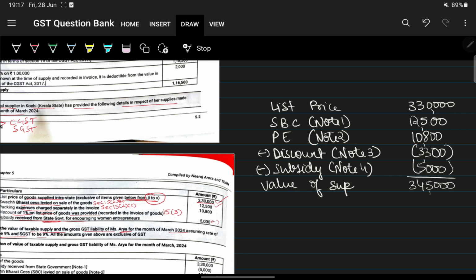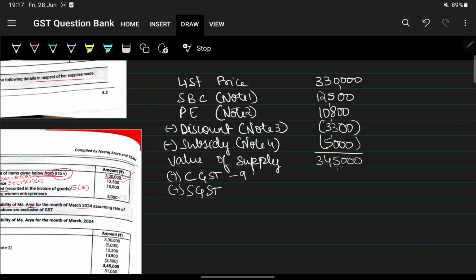Okay, value of supply, and on this we'll calculate CGST plus SGST because this is an intrastate supply. Okay, this is of 9% and this is also of 9%. If the question has not given any percentage, we will automatically assume 9% and 9%. Okay, so 3,45,000 into 9%, that comes up to 31,050. 31,050.